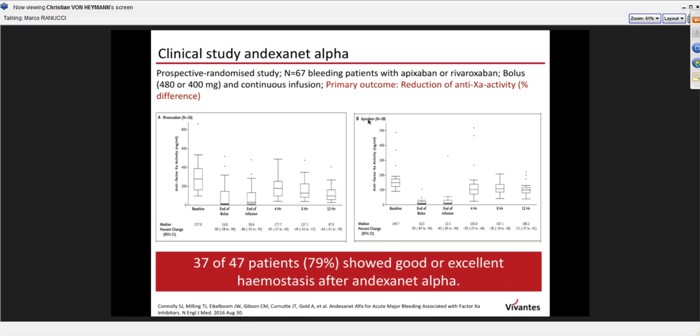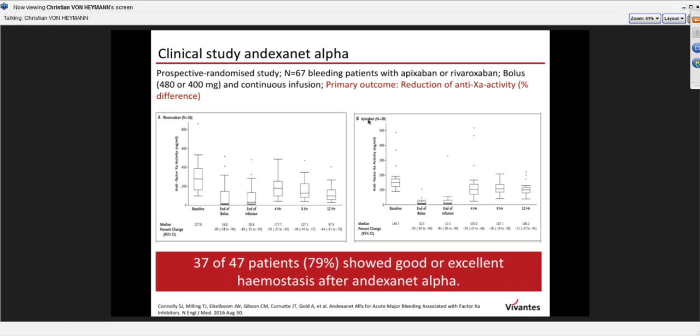Thank you, Christian. Here we have a very interesting question. Suppose that we have a patient that is under dabigatran and he is suffering from life-threatening bleeding, and we don't have the specific antidote. What's the role of PCC here? Do we have any evidence that PCC is helping us?